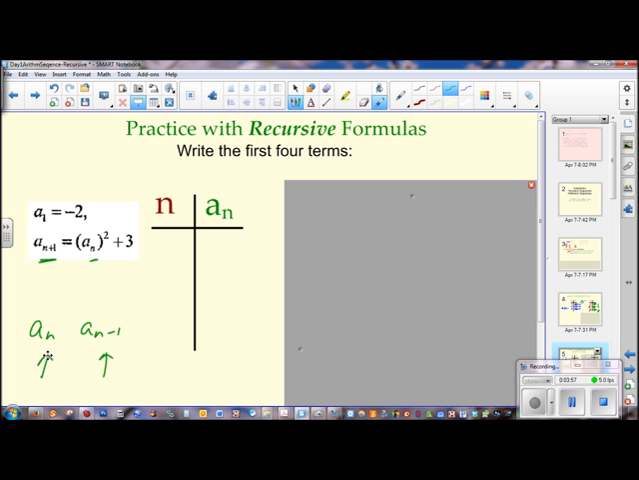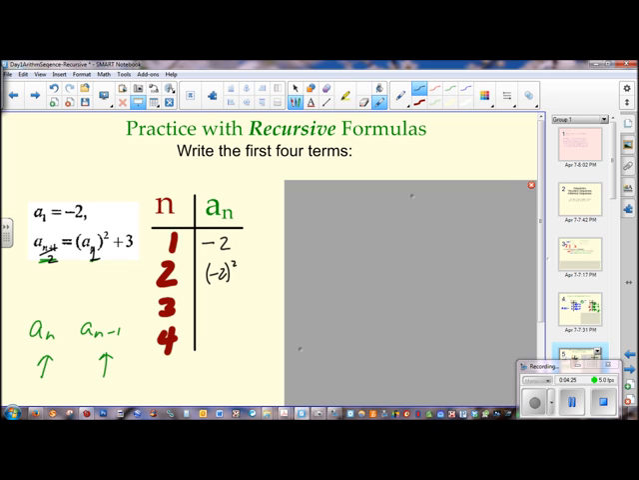So we can use the recursive formula to write the first 4 terms. First 4 terms would give us a sub 1, a sub 2, a sub 3, a sub 4. And this information is telling us what a sub 1 is. So I can go over to here and say this is minus 2. If I know what a sub 1 is, then that will allow me to calculate a sub 2. And so I take a sub 1 and I square it. A sub 1 was minus 2.